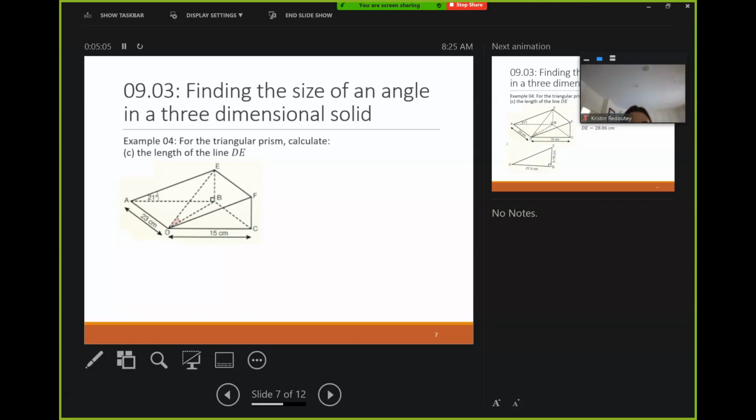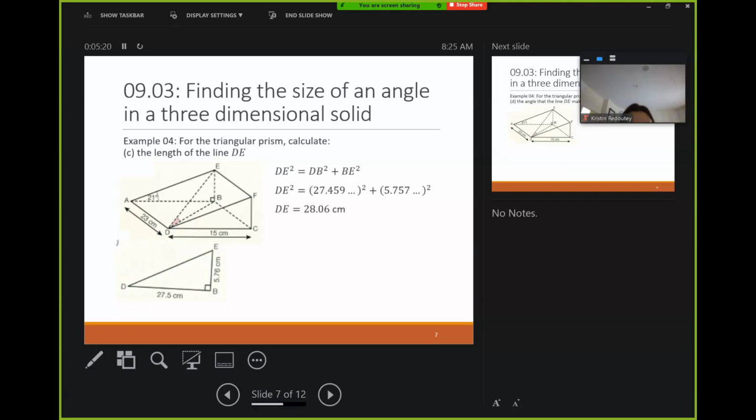And the next up is looking for DE. Since I know DB and I know EB, I can just use the Pythagorean theorem to find DE. So far, so good.